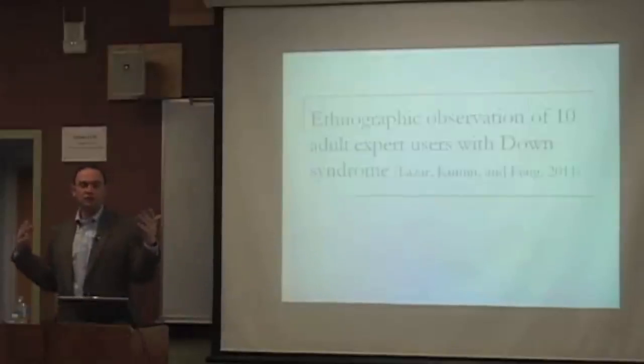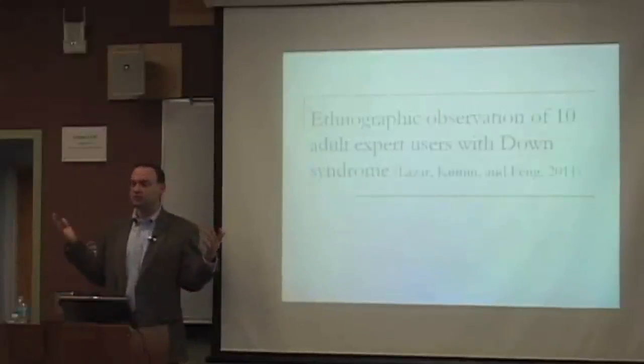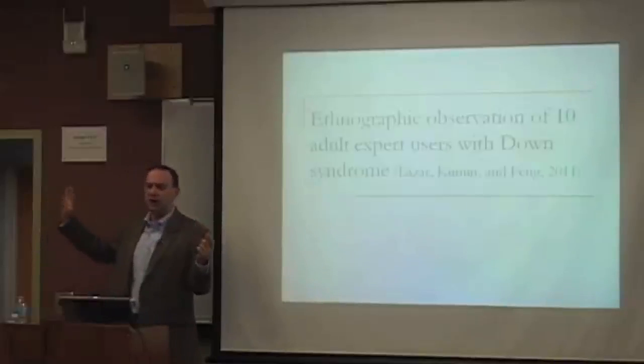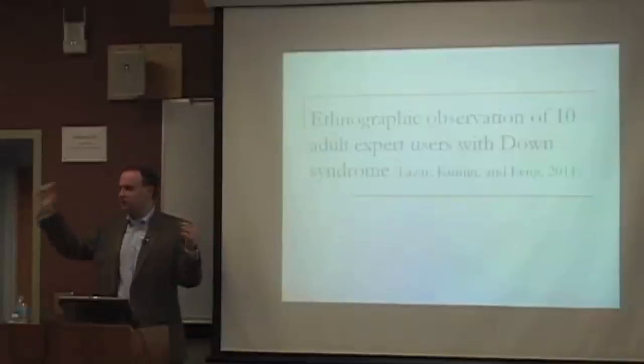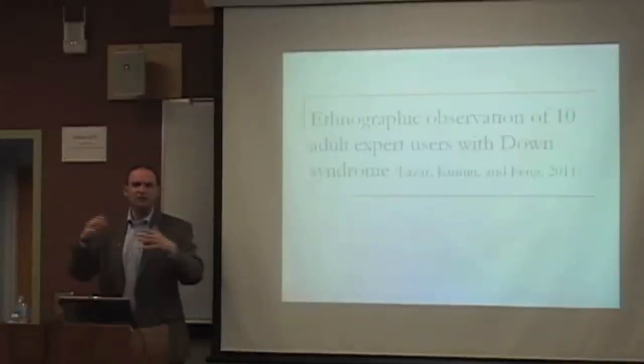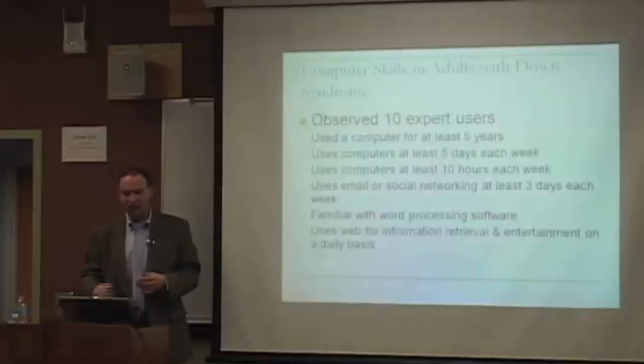We had looked at kids, we had done a survey, and so the next step was that we decided we want to look at some expert users. We kept hearing people tell us about, oh, you should see my friend Steve, or you should see my friend Amanda, has Down syndrome, right, fantastic. So we said, okay, let's examine the other end of the spectrum. Let's look at expert users. So we did a study where we observed 10 adult expert users.